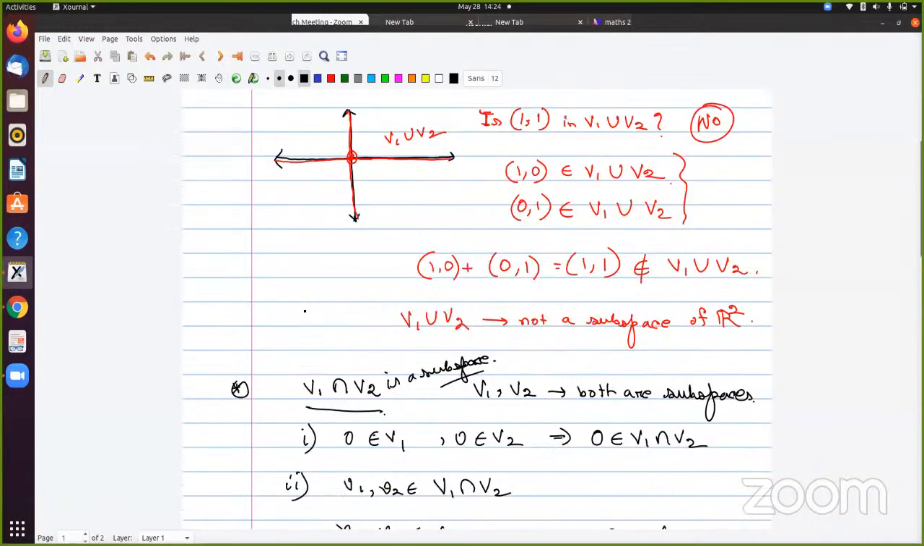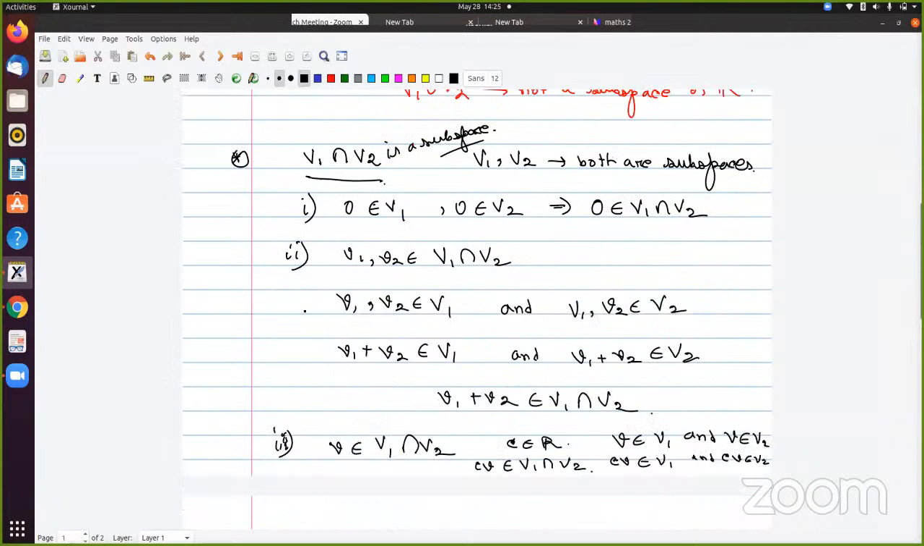Sir, can you explain the intersection one more time, please? So for intersection, what we have to check? First of all, 0 is there or not, right? The 0 vector is in V1 because V1 itself is a subspace. Similarly, 0 is in V2 because V2 itself is a subspace. So 0 lies in both V1 and V2. That's why it lies in the intersection. So the first property holds.